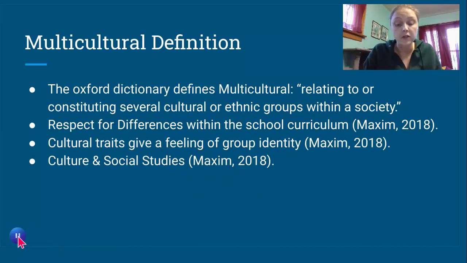The definition of multicultural, according to the Oxford Dictionary, is relating to or constituting several cultural or ethnic groups within a society. Our textbook states, respect for differences means weaving all facets of diversity into the school curriculum when comparing cultures around the world. When comparing any array of cultural traits, the unique beliefs and behaviors of any distinct culture provide its members with a feeling of group identity.